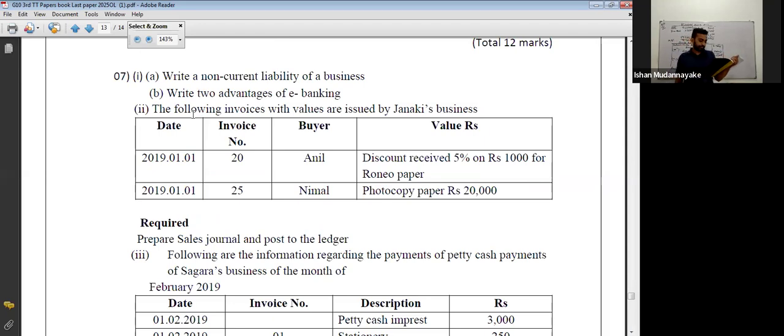Non-current liability. Students, a loan, a bank loan, is one of the non-current liabilities. Treasury bonds are also a non-current liability.